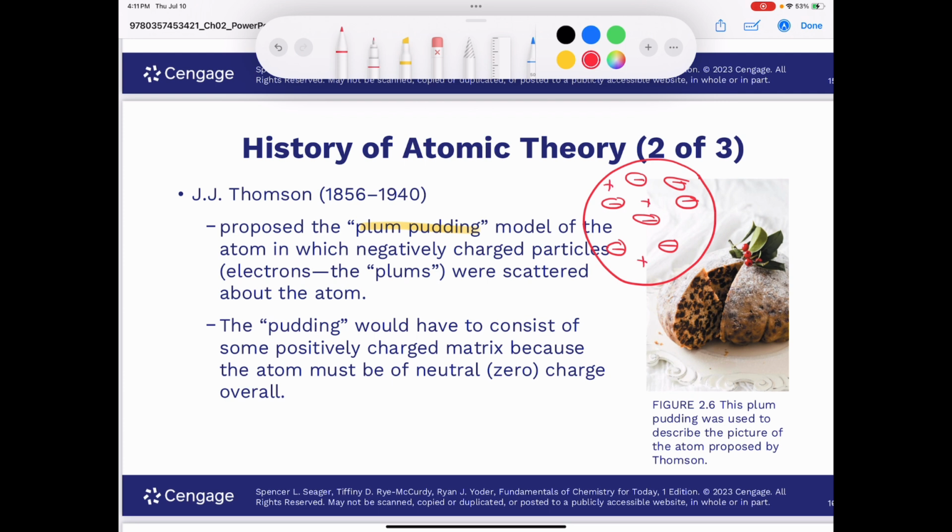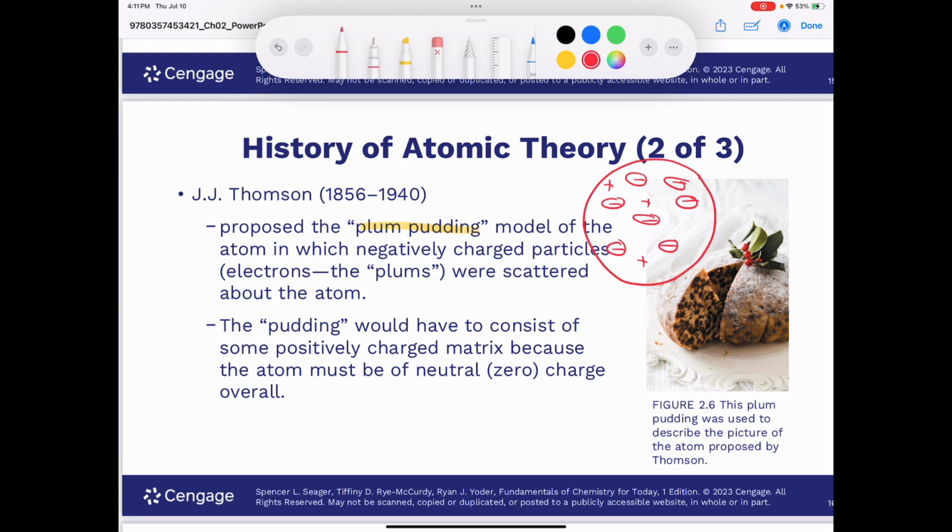So he said the electrons are like the raisins inside a plum pudding. And Thomson was revered. He was very highly respected. Don't think this guy wasn't respected. He won a Nobel Prize.